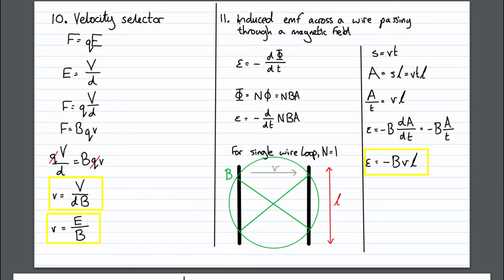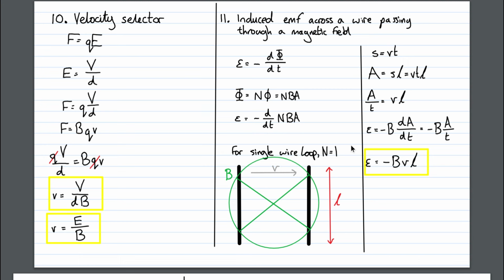Moving on to equation 11, the induced EMF across the wire passing through a magnetic field. Well, remember Faraday-Lenz's law. You might not have seen it written quite like this, but this is what it is. The EMF equals minus the first derivative of the flux linkage. What is flux linkage? Well, it's the number of turns we have on a coil multiplied by the flux. And what is the flux? Well, that is the flux density multiplied by the cross-sectional area. So the flux linkage is NBA.